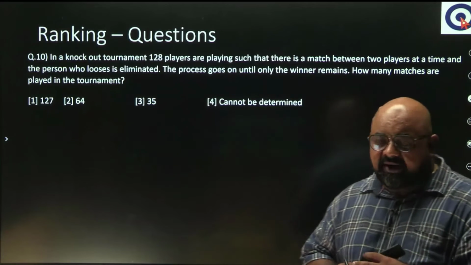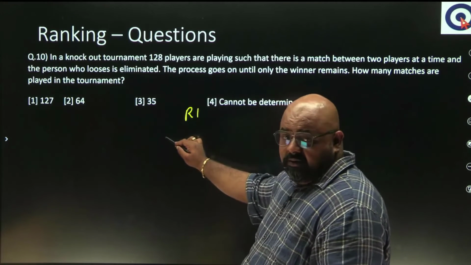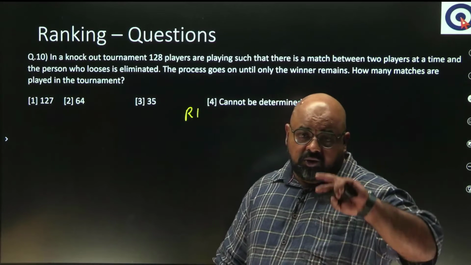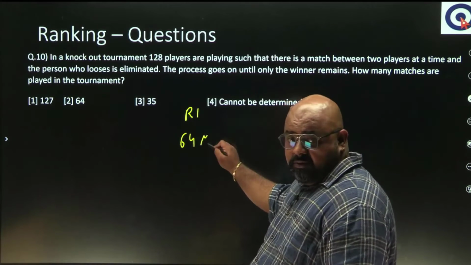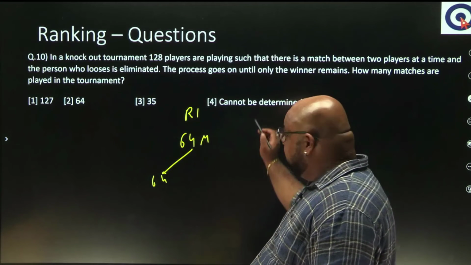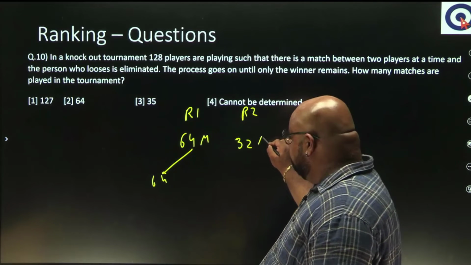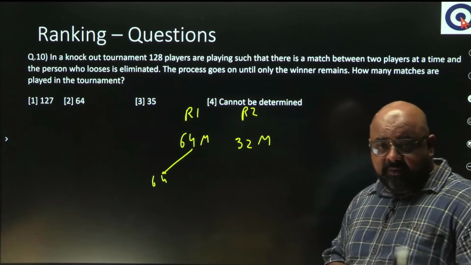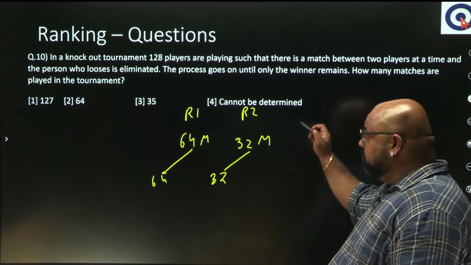So if there are 128 players, what will happen is, in round 1, how many matches are required? 2 players per match. 64 matches will happen, right? 64 people will get eliminated, 64 will move on. In round 2, 32 matches will be required. 2 players per match. 32 will be eliminated, 32 will go on.